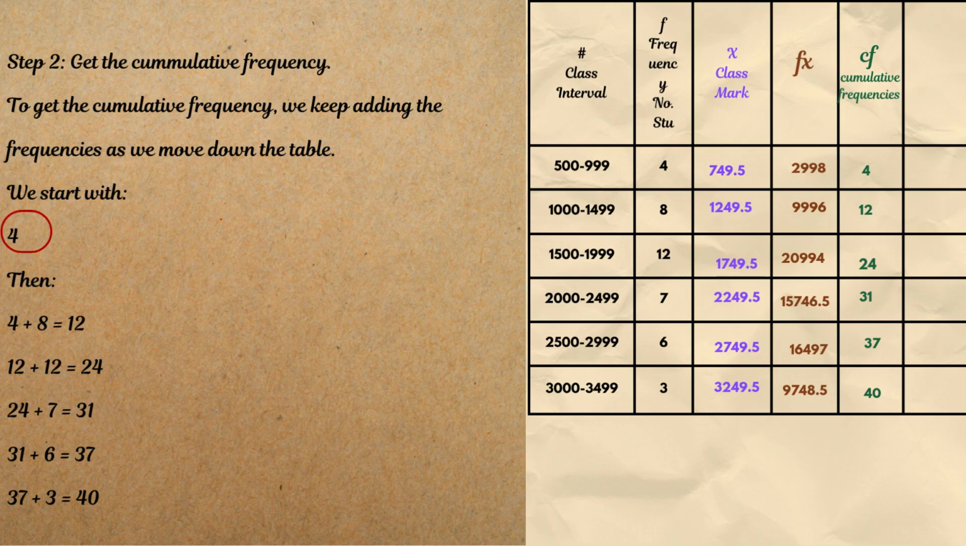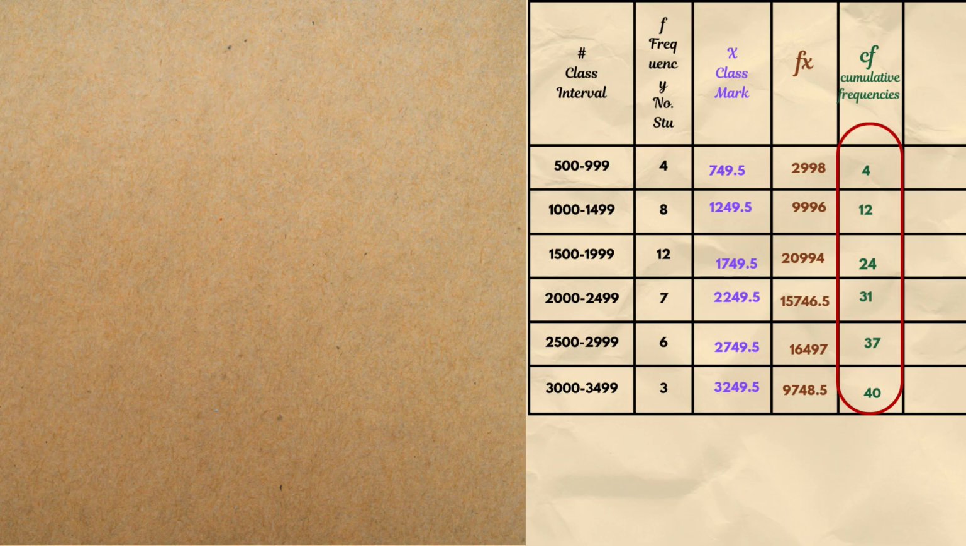We start with 4. Then, 4 plus 8 is equal to 12. 12 plus 12 is equal to 24. 24 plus 7 is equal to 31. 31 plus 6 is equal to 37. 37 plus 3 is equal to 40. Therefore, our cumulative frequencies are 4, 12, 24, 31, 37, 40.